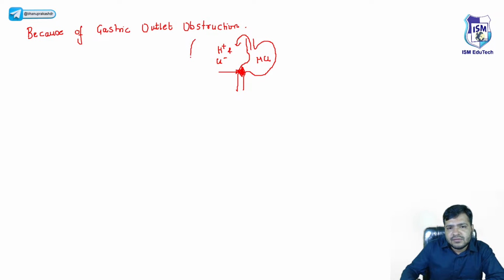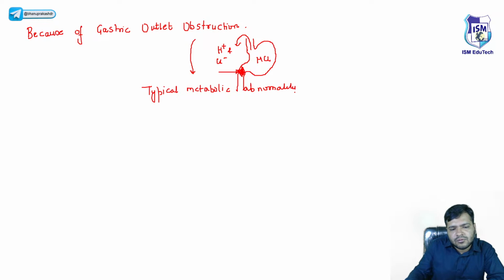So that is something which is referred to as the typical metabolic abnormality. Now, if H+ is decreasing in the patient's body, and the Cl- as well, so what will happen, guys? Metabolic alkalosis has occurred.